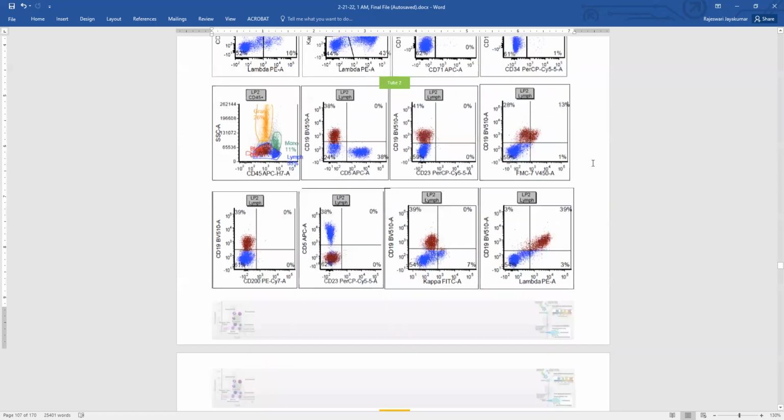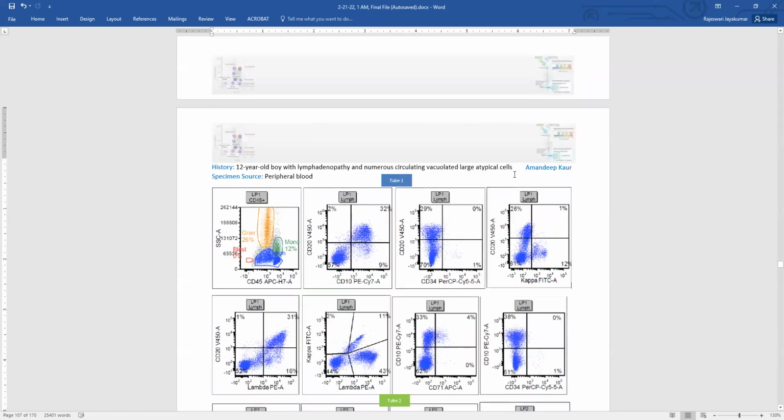And if you remember that we saw that the atypical lymphocytes were large and had vacuoles in the cytoplasm, and this is a 12-year-old boy. So the final diagnosis on this case turned out to be Burkitt lymphoma. But again, that's a tissue diagnosis. You don't have to say Burkitt lymphoma in your flow cytometry report. You just list that as one of your differential diagnoses.